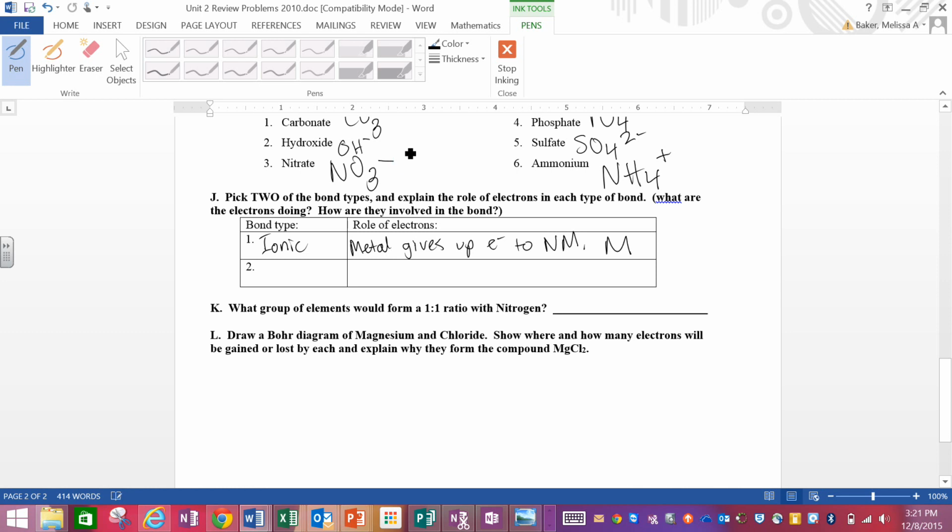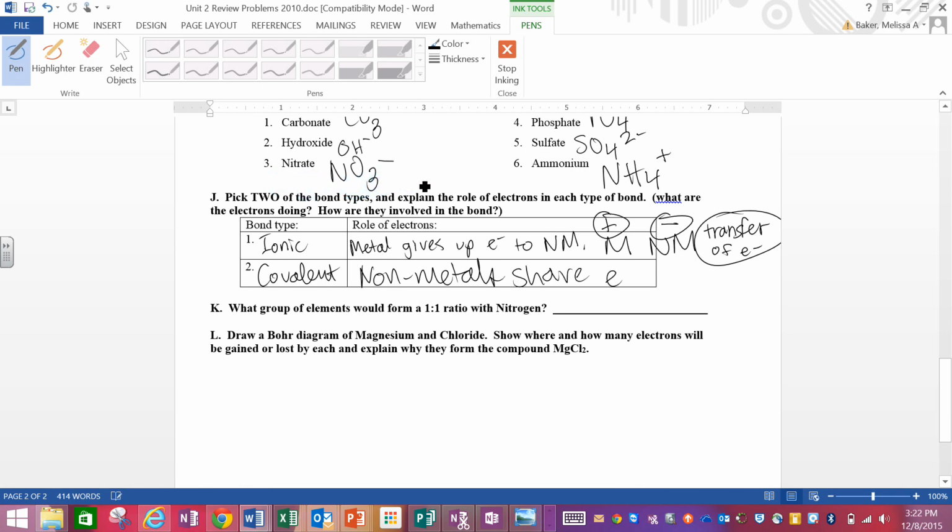So the metal ends up having a positive charge, the nonmetal ends up having a negative charge, and the 2 ions are attracted together. A lot of times you'll see this labeled as there's a transfer of electrons. Okay? Covalent bonds are between nonmetals. So nonmetals share electrons in this type of bond.